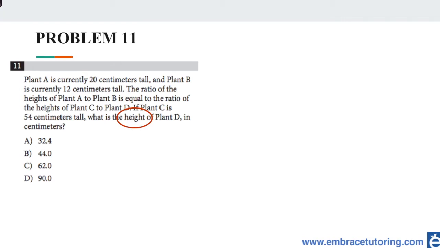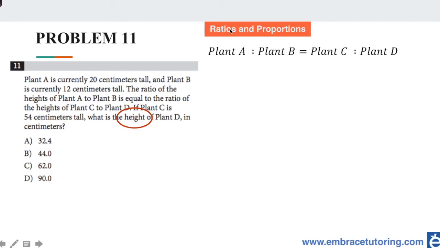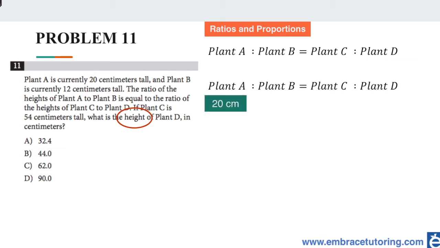And hopefully you can tell that this is a ratio problem, because it's specifically stated here, but also because of the language. It says plant A to plant B, which generally is expressed in ratios and proportions, and it's usually also shown by this little symbol here. Mathematically, it kind of looks like a colon symbol, and this symbol represents "to," right? So plant A to plant B is equivalent to plant C to plant D in terms of the ratios and proportions. We do know that plant A is going to be 20 centimeters, and we know that plant B is going to be 12 centimeters.